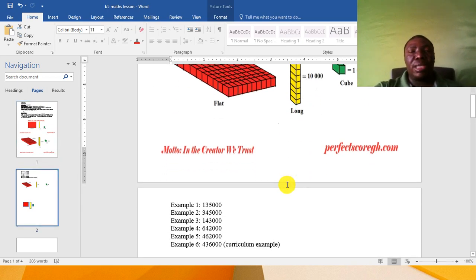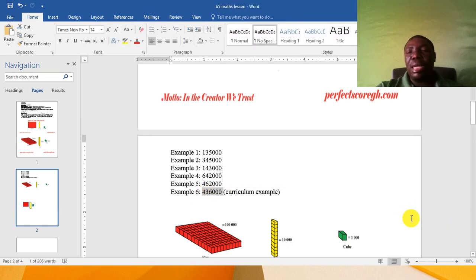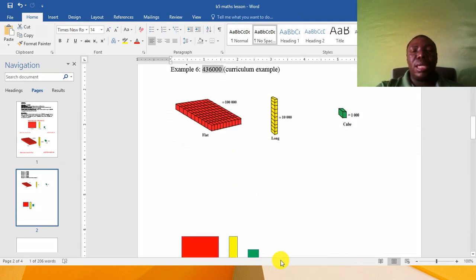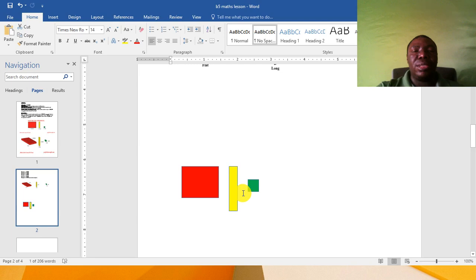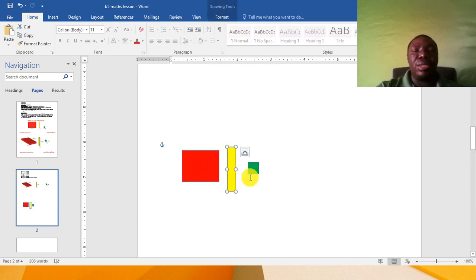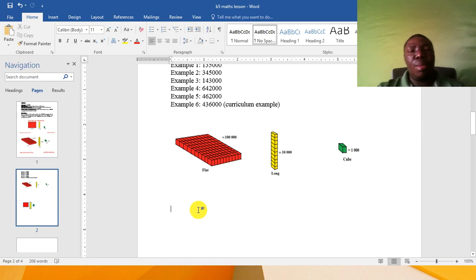Let's move ahead and look at the example here. The syllabus gave us an example that we should model. That's example 6, so I'll model it. How do we model that? Let's look at how we are going to model it. First of all, in order to model it, what do you do? You expand the figure.